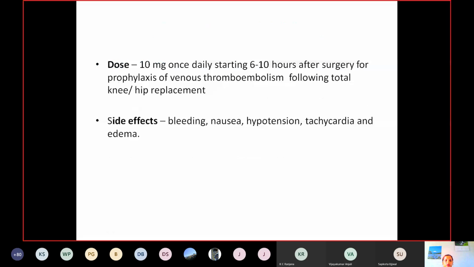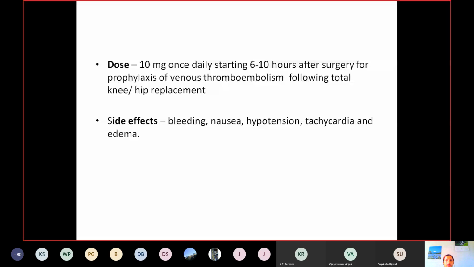Dose: 10 milligram once daily, starting 6 to 10 hours after surgery, for prophylaxis of venous thromboembolism. So for prophylaxis of venous thromboembolism, you can give 10 milligram once daily after total hip or knee replacement. Side effects: bleeding, nausea, hypotension, tachycardia, and edema. In almost all the anticoagulant drugs, the common side effect is bleeding.